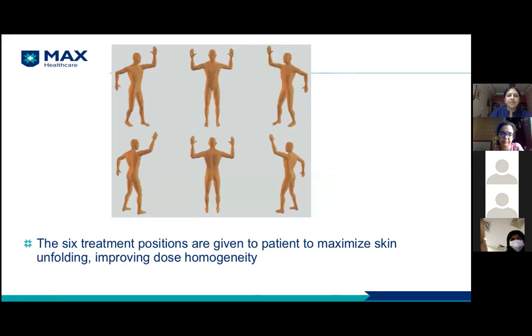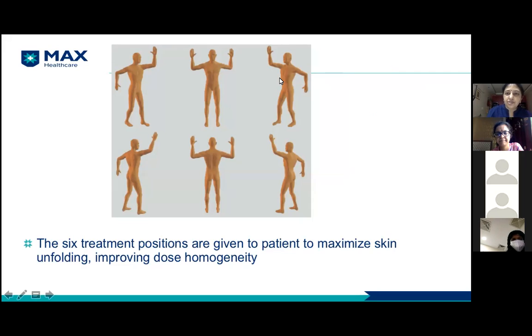Now let's look at the treatment positions. So these are 3 different positions. We generally give a printout to the patients. We give them training sessions so that they understand how they have to stand. The idea of maintaining these different positions during treatment is so that there is maximum unfolding of the body. For example, if the patient is standing like this, the axillas are getting treated. If the patient's hands are sagging, the axillas will not get radiated.